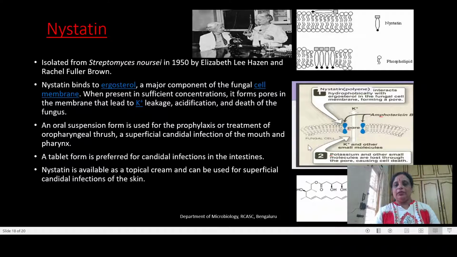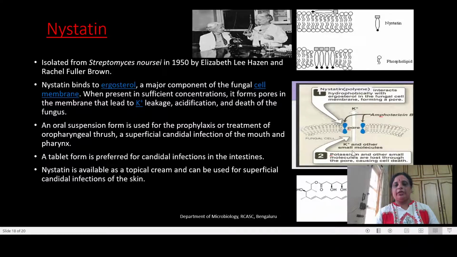So for example, in this particular image, you could see the cell membrane having the phospholipid membrane, and there is certain ergosterol also along with these phospholipids. Once we treat this with nystatin, which is a polyene substance, it interacts with the ergosterol present on the cell membrane, removes that ergosterol and creates the pore. See, the pore has been created.